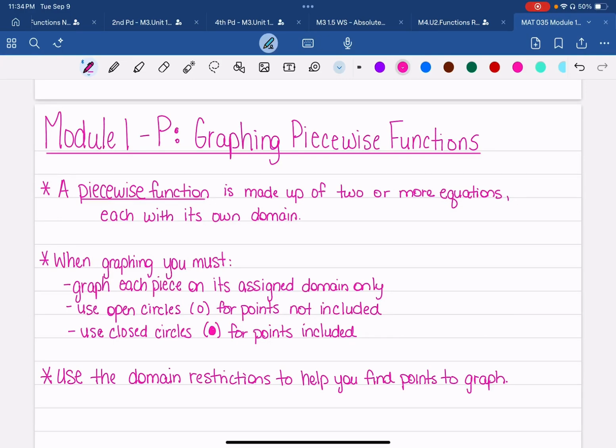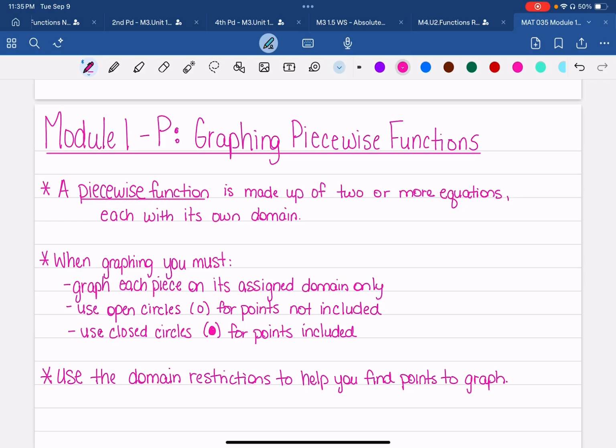This module covers graphing piecewise functions. A piecewise function is a function or graph that's made up of two or more equations, and each of those equations is going to have its own domain. When you're graphing those, you're going to graph each piece separately, and it's not going to be the entire graph. Each piece is only graphed in its assigned domain.